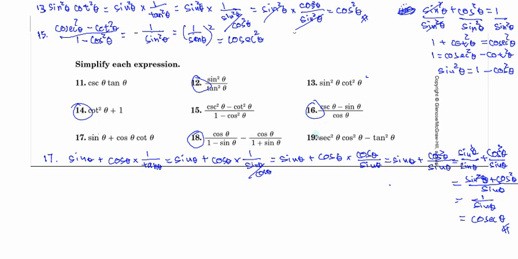Now, then you have 19. Let's see. Let's try 19. Let me show you how to do 19. Secant square theta cosine theta minus tangent square theta.